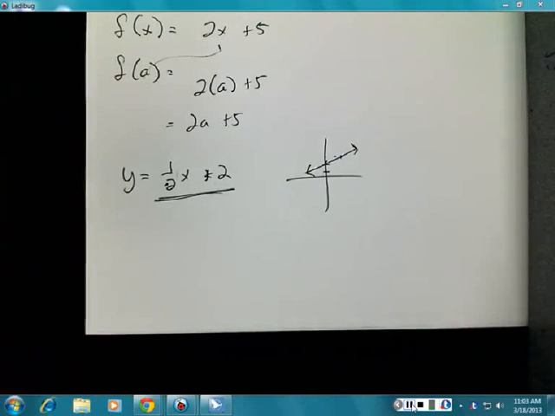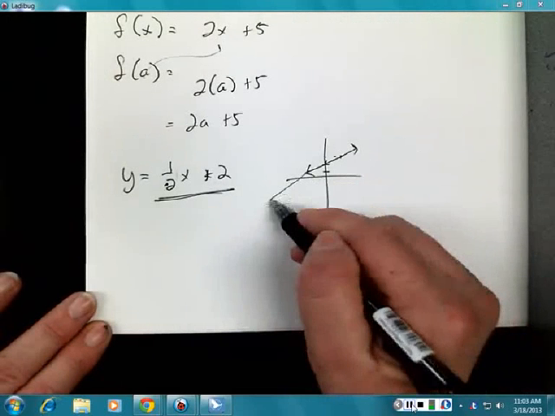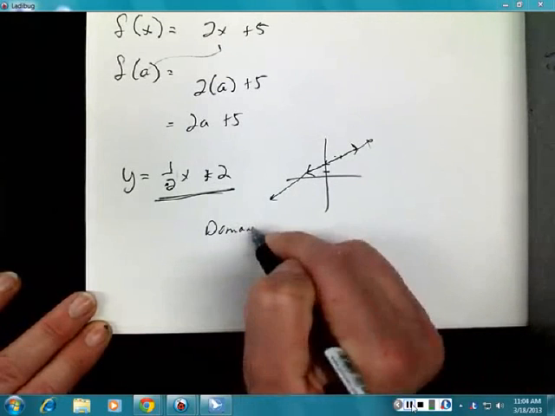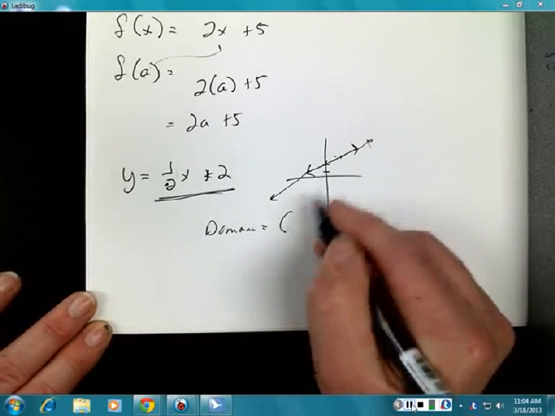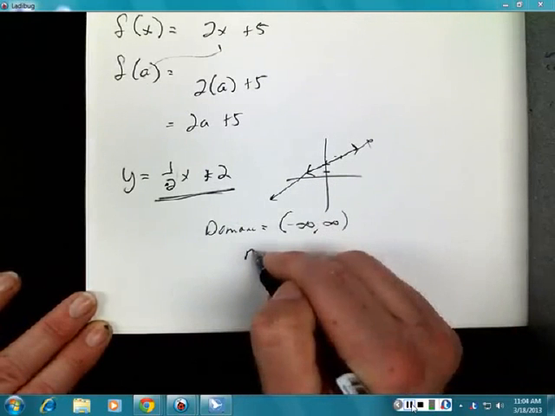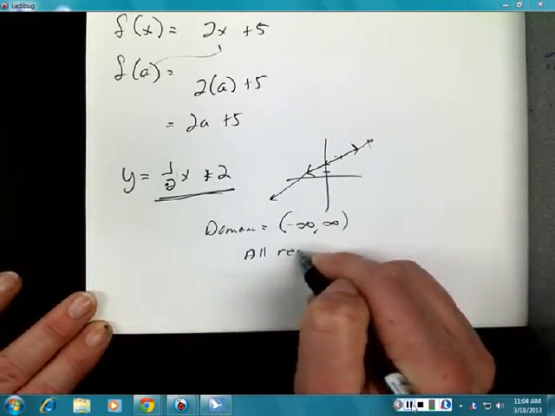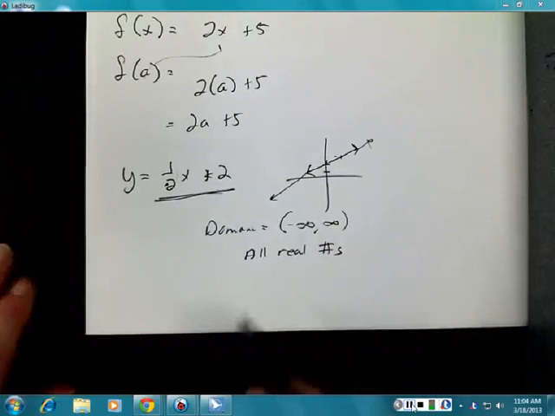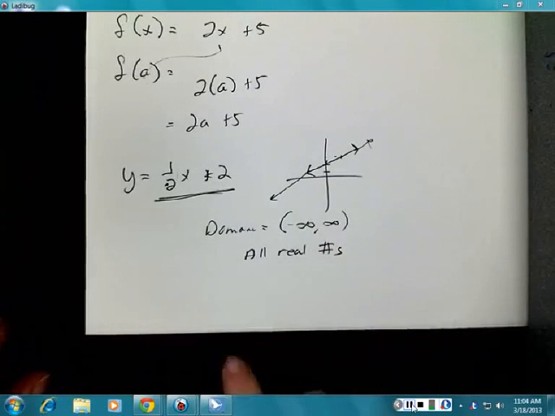What do we know about straight lines and domains? They go on forever, forever and ever and ever. So my domain is going to be all real numbers, or from negative infinity to positive infinity, or all real numbers. They'll take either one though, Hawks. Yep, they will take either one. But it'll be either all real numbers or just your set values that you have in there.